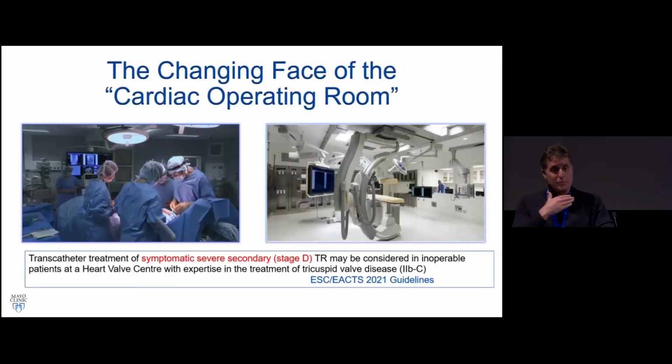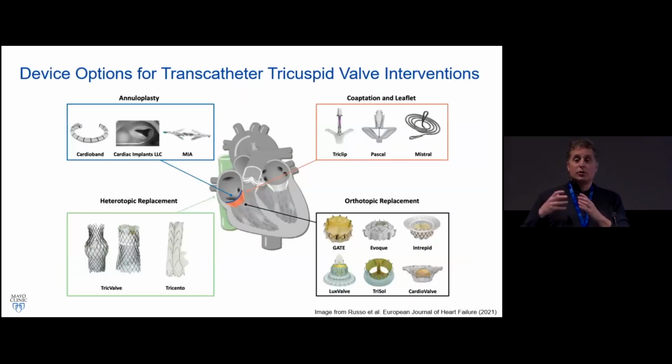What we do know, and what we've been seeing this morning, is that we're seeing a change in the face of the cardiac operating room, clearly, right? From less and less open surgical procedures to more and more transcatheter-based approaches. And the 2021 European guidelines give us some insights into symptomatic, severe secondary TR. So these aren't asymptomatic patients, but may be considered inoperable in a heart valve center. We might consider some form of tricuspid valve transcatheter intervention. So we're beginning to see some insights into what to do for our secondary TR patients, the majority of patients which we see. What are the device options?